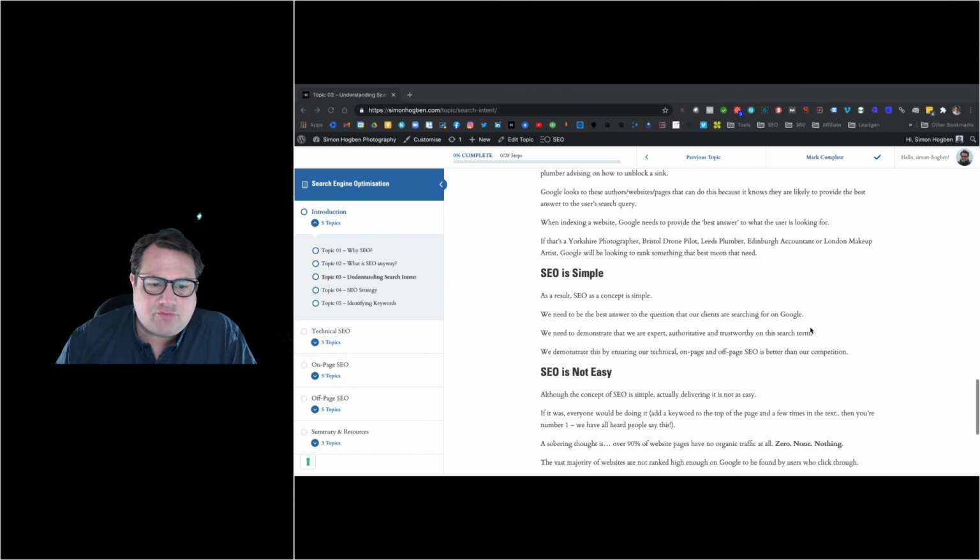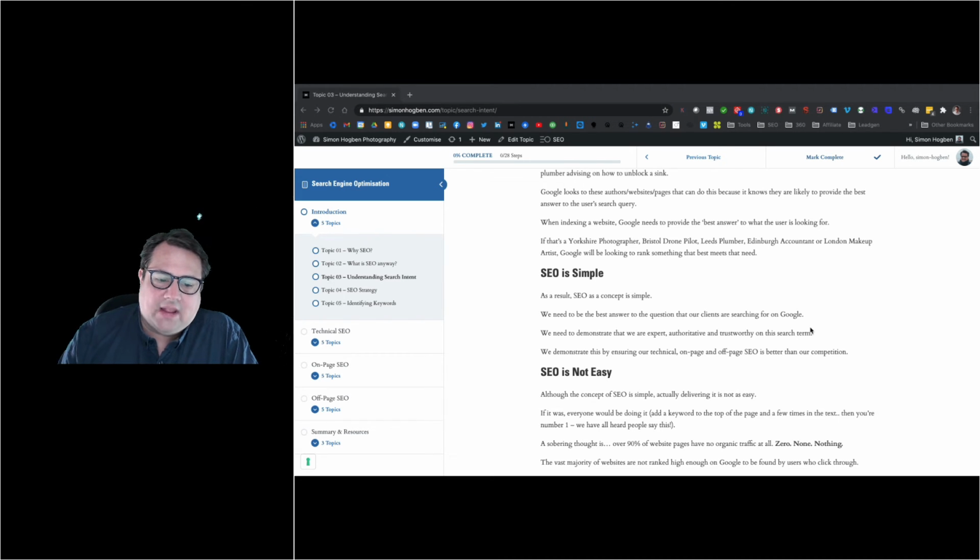So on that level, SEO is really, really simple, isn't it? Just be the best answer to the question, be all these things, be trusted, etc. Make sure your website's secure, run through the course, and that's fine. So that's great at a high level, but SEO is not that easy, because if it was just a case of writing a few keywords and adding a few bits of text and then you'll be number one, well, that would be too easy and everyone would be doing it.